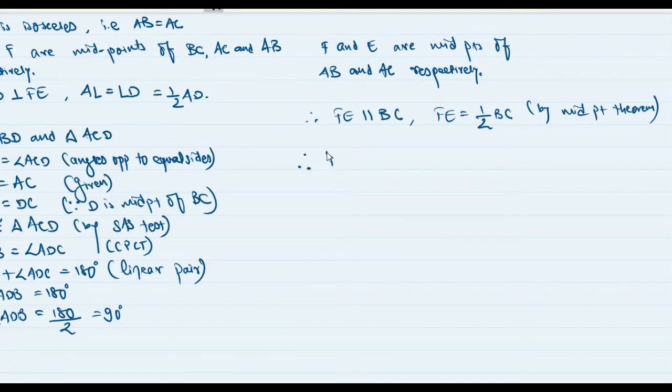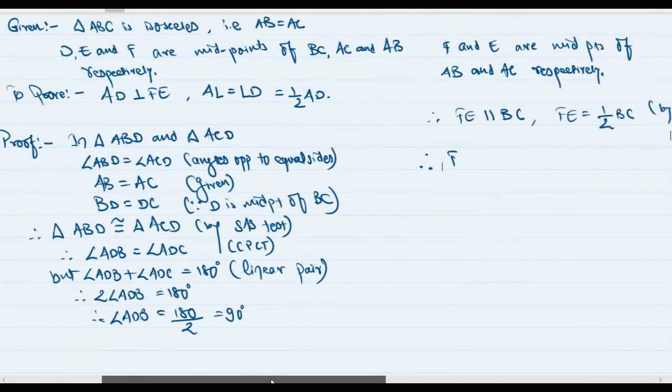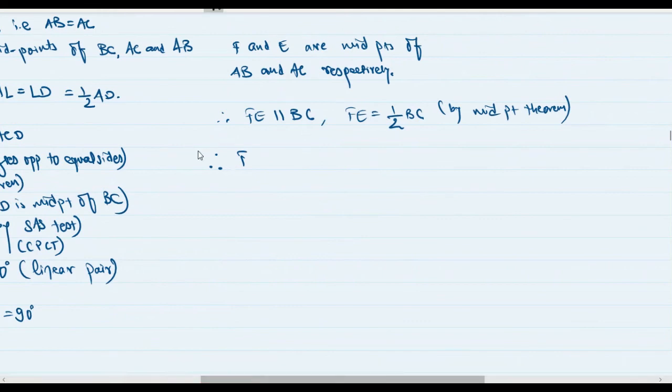So therefore, we can say that FL is parallel to BD. I'll just show you what is FL. If FE is parallel to BC, we can say that FL is parallel to BD, right? Great. If FL is parallel to BD, our job becomes simpler and easier.